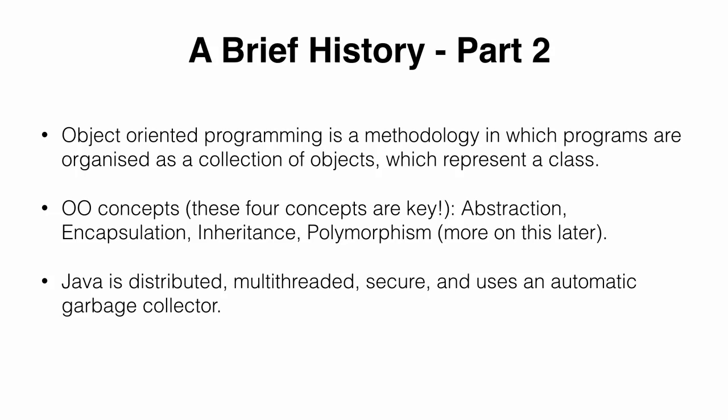We basically have a collection of objects which represents a class. If you think of the class as a blueprint, then for the object we could use that particular blueprint to create a house, basically, which is cool. Other concepts, these four concepts are key: abstraction, encapsulation, inheritance, polymorphism. More on this later. Java is distributed, multi-threaded, secure, and uses an automatic garbage collector. So the garbage collector will clear our objects once it's finished running.